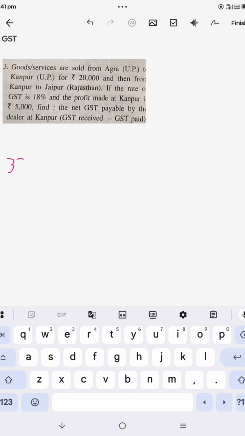Goods and services are sold from Agra, UP to Kanpur, UP for 20,000 and then from Kanpur to Jaipur, Rajasthan. If the rate of the GST is 18% and the profit made at Kanpur is 5,000, find the net GST payable by the dealer at Kanpur. It is given as GST received minus GST paid. See here.